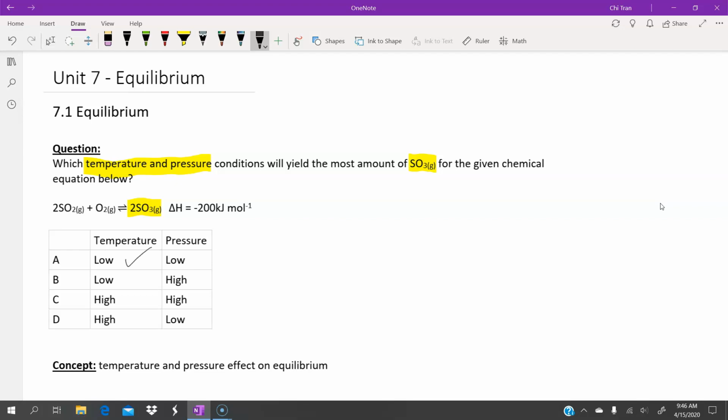So we need a low temperature, and there's more mole of gas in the reactants than there is moles of gas in the product. So we need to increase pressure so that it will shift to the right as well. So pressure is high, and our final answer is B.